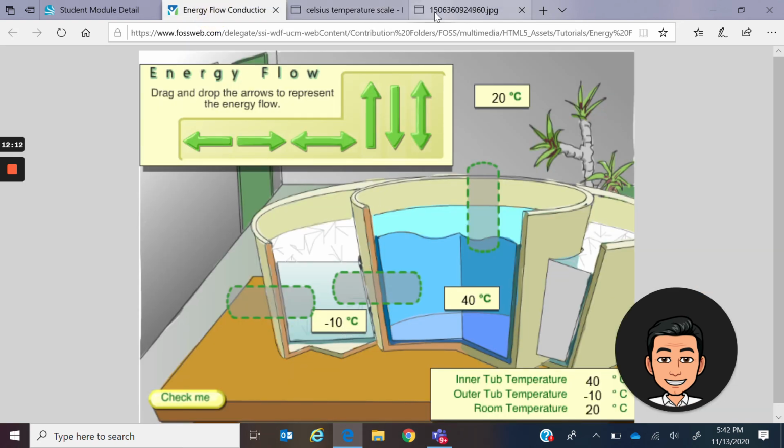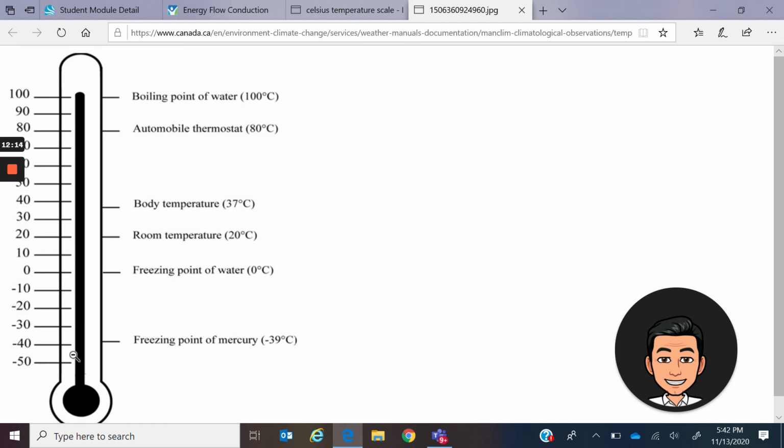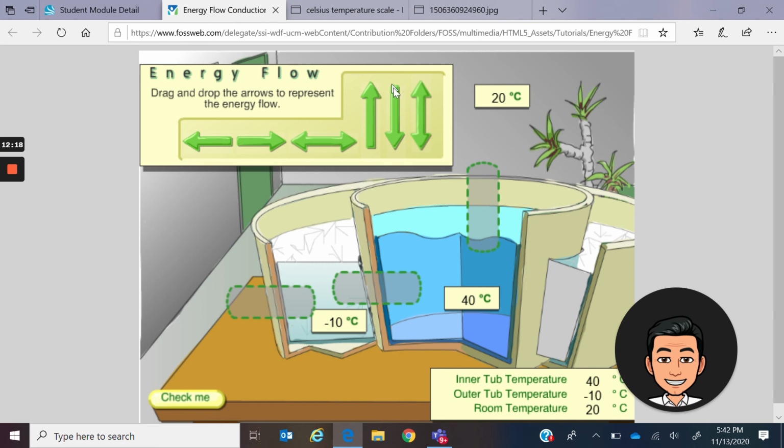So if you need to pull up a scale to look at, that's perfectly fine to help you out, because remember, once again, we're looking for the flow of energy. Which way does energy flow? So 40 degrees and 20 degrees. When we look at our scale, 40 degrees is higher in temperature than 20 degrees. So energy is going to flow from high at 40 degrees to 20 degrees Celsius. So we lose energy from water into the air.